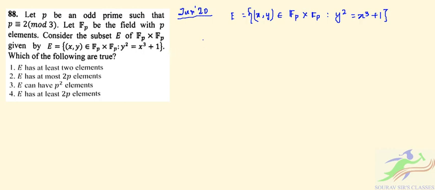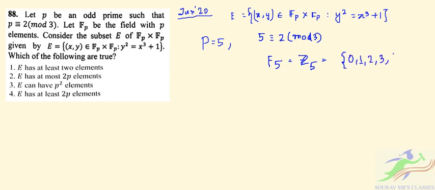So we have to find the number of elements. Let us consider P equal to 5. Then 5 is equivalent to 2 mod 3, right? Divided by 3, it gives the remainder 2. So we have F5, which is Z5. The elements of it will be 0, 1, 2, 3 and 4.